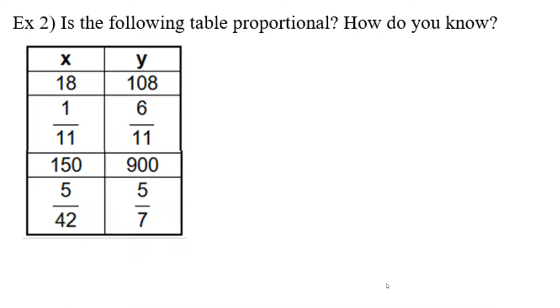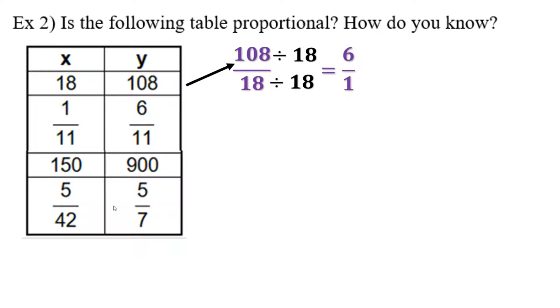Okay, on to example 2. Here we have a slightly more complex table because we have fractions. So because this one is a little tougher to find and check the constant multiple, I recommend doing the first method, which is your y over x ratio. So for the first one here, we have 1 over 8 divided by 18. You simplify it, it becomes 6 over 1.